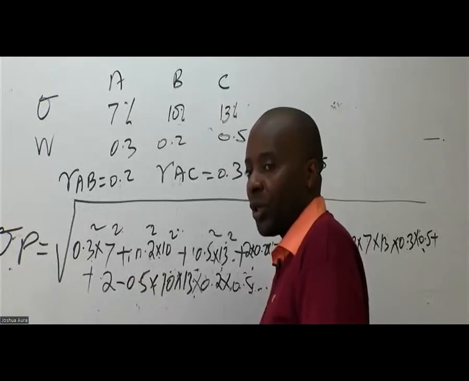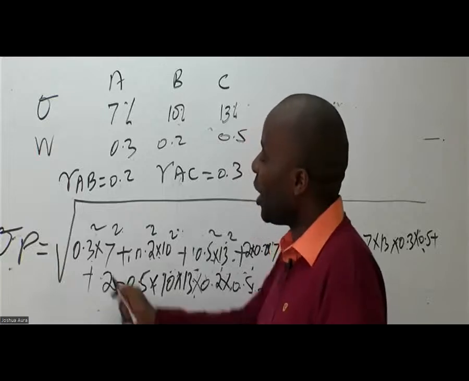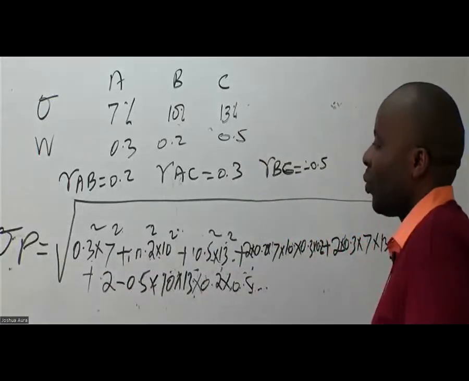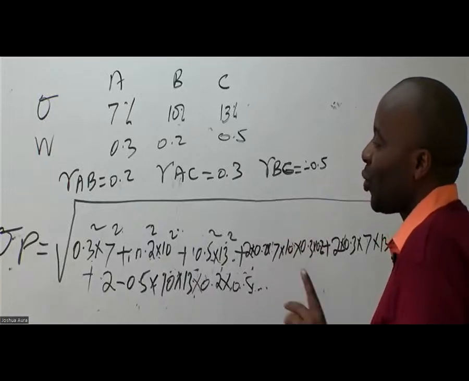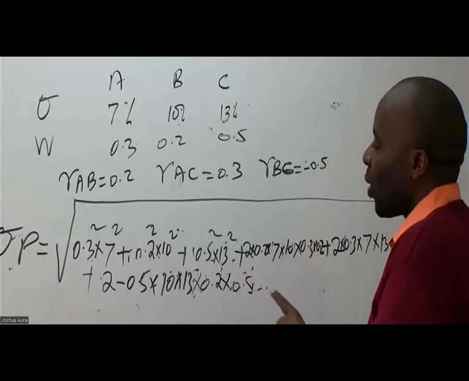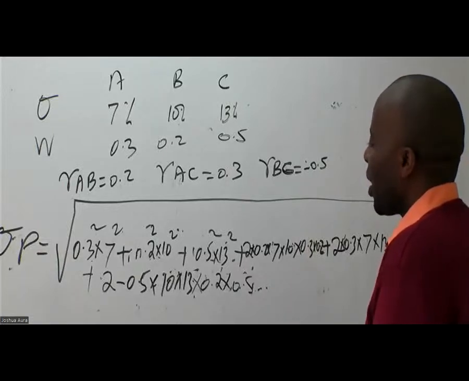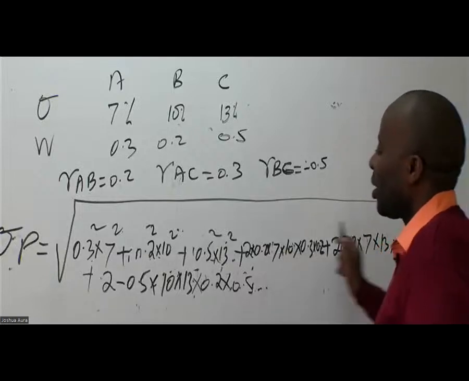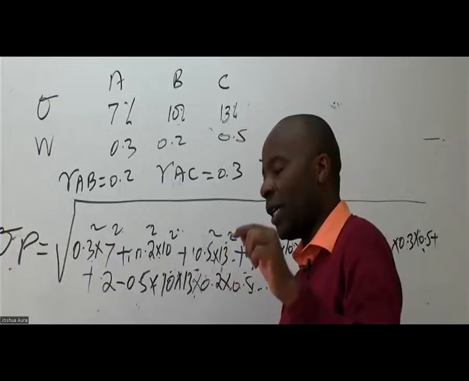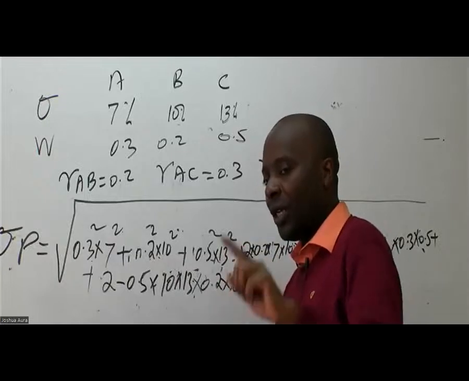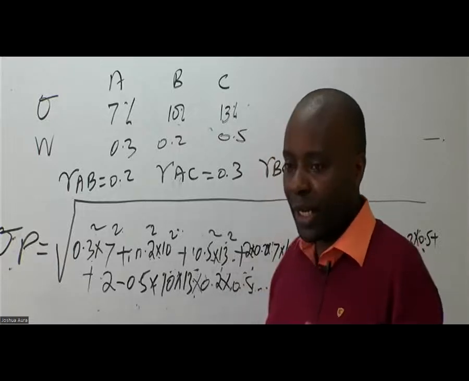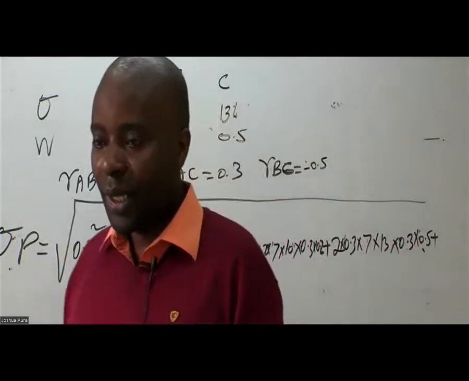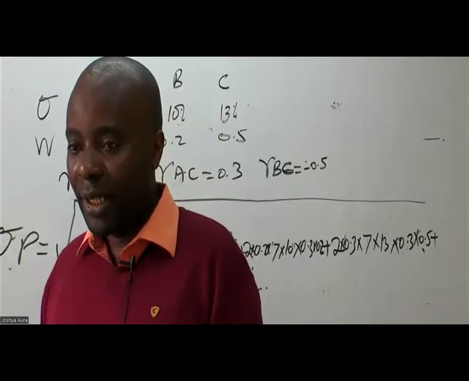I don't even have to remember it. What I need to do is just get my calculator and press all these at once, without even the square root at first. I can leave the square root out. So I'll press 0.3 squared times 7 squared plus 0.2 squared times 10 squared plus 0.5 squared times 13 squared plus, then I pick all these. Don't forget this negative. Whatever I get will be the variance. So I need to come and get the square root.